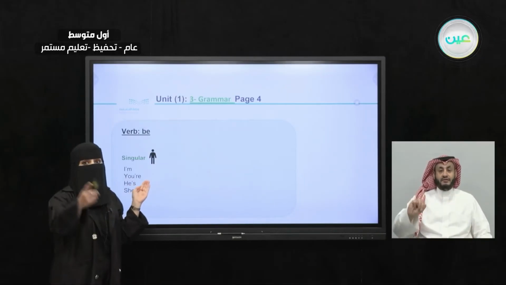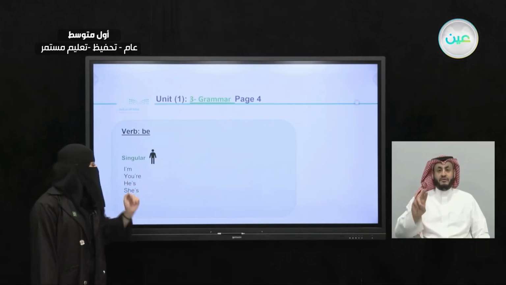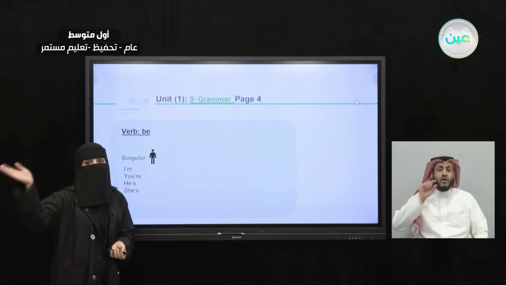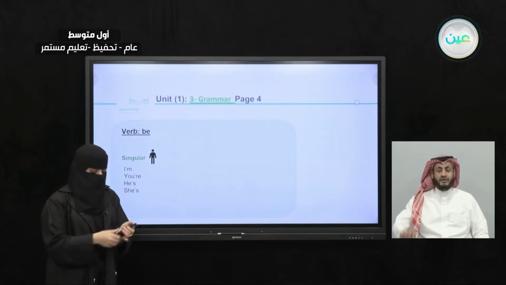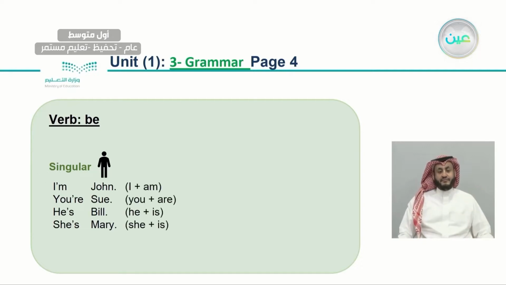He is Mr. Fawaz. She is maybe someone else outside the studio. She is a lady. I am John. You are Sue. He is Bill. She is Mary. This is the short form, okay? And this is the full form: I plus the verb be, am; you plus are; he plus is; she plus is.